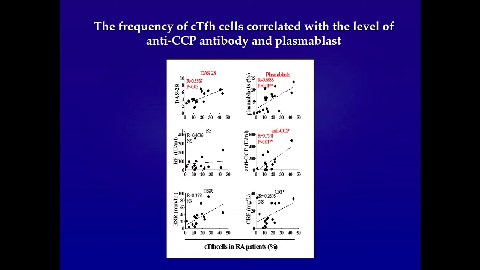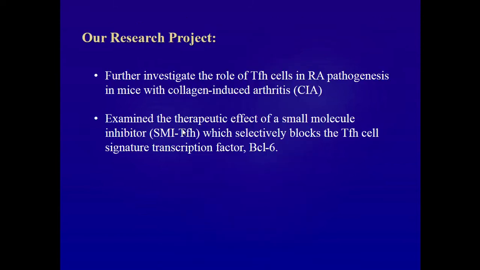And then after that, we further investigate the role of T follicular helper cell in RA pathogenesis in the mice with the collagen-induced arthritis. So we set up this model just to test treating the rheumatoid arthritis using the small molecule inhibitor, which targets the transcriptional factor BCL6 of the T follicular helper cell.